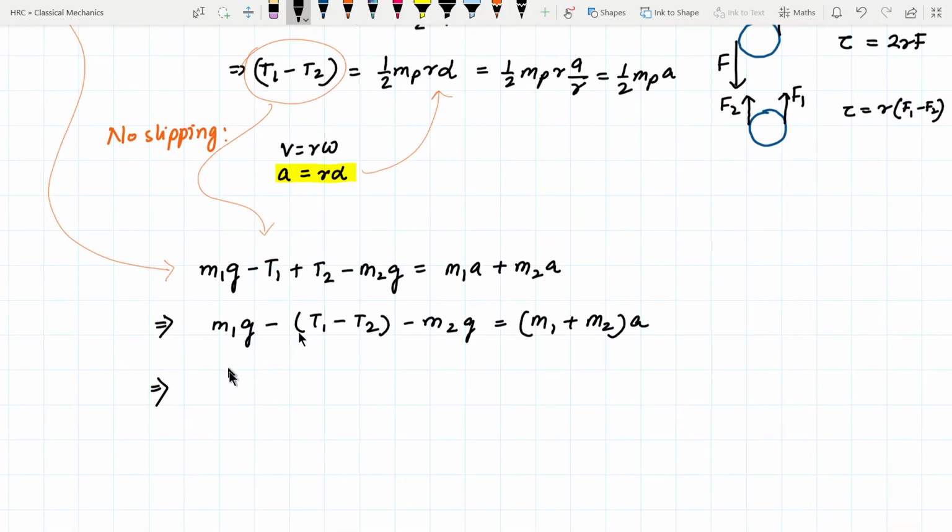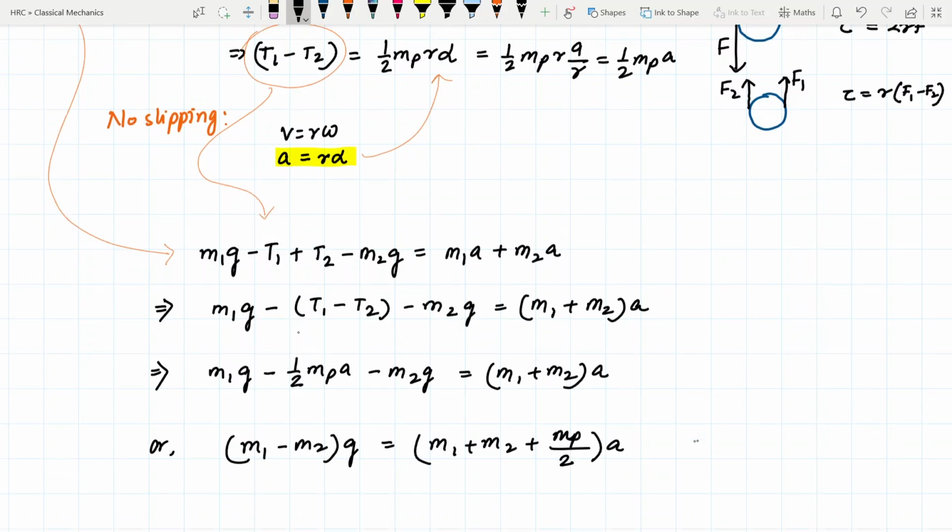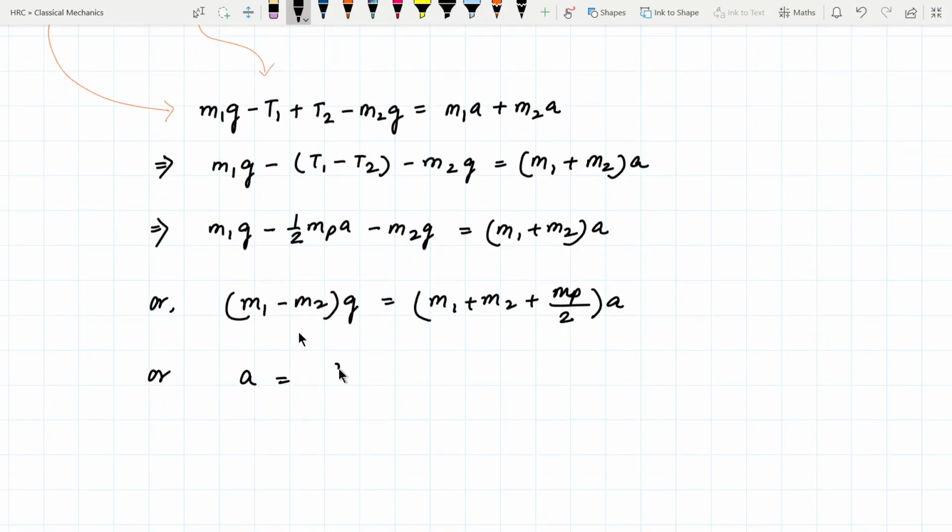Or I end up getting m1g minus T1 minus T2, which is half m_p a, minus m2g is equal to (m1 plus m2)a, or (m1 minus m2)g is equal to (m1 plus m2 plus m_p upon 2)a, or a is equal to (m1 minus m2)g divided by (m1 plus m2 plus m_p upon 2). This is your answer.